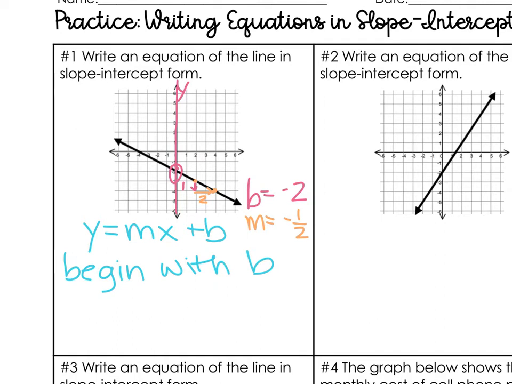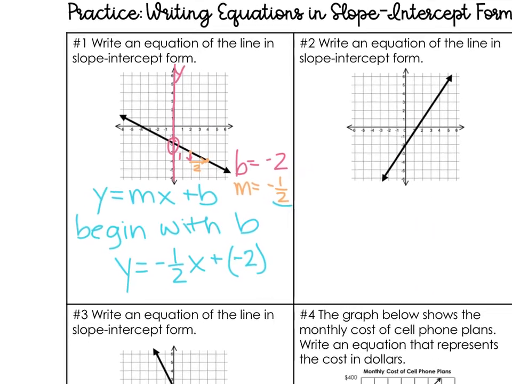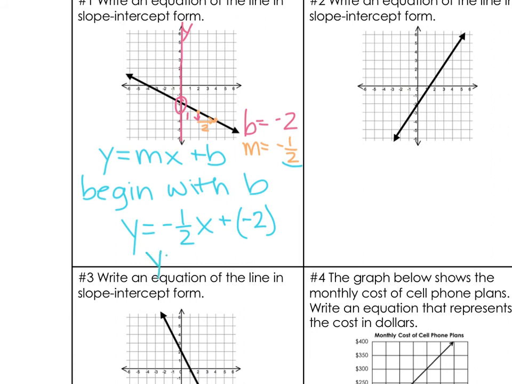So now, to fill it into our equation, y equals my m, which is here, -1/2, x is going to stay, plus my b, which is -2. I can write plus -2, but the more correct way to write this equation would be y equals -1/2 x minus 2, because this is simplified. And I can write -2 because it's a negative intercept.